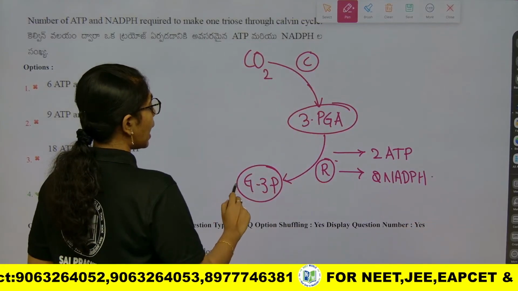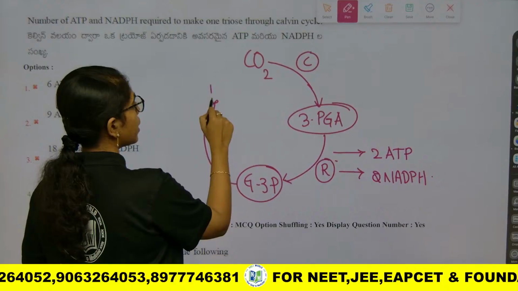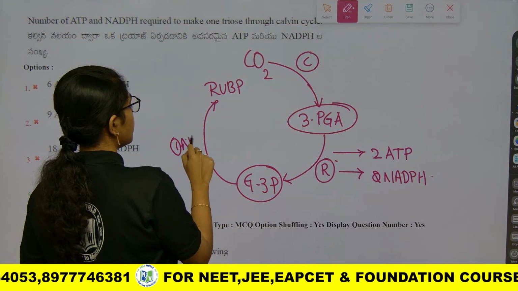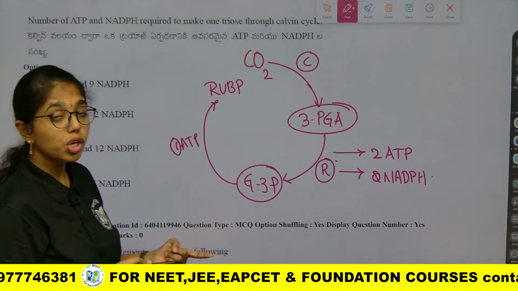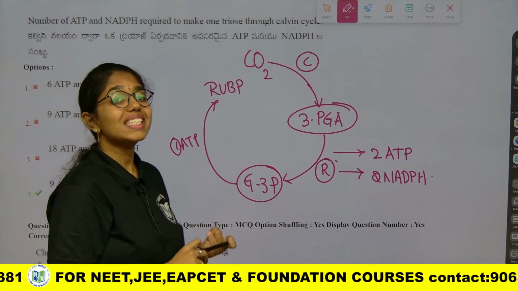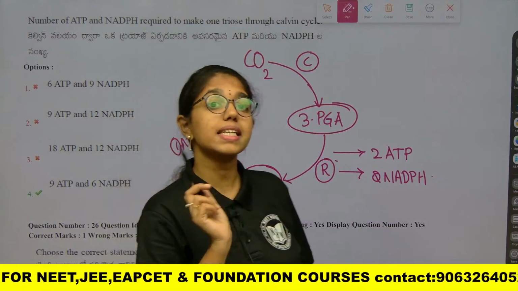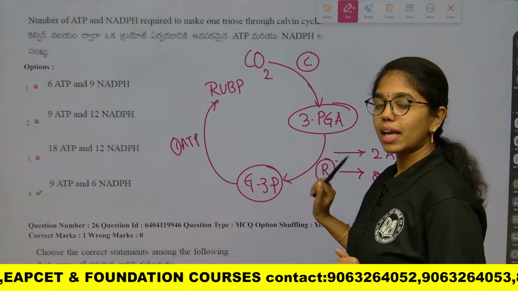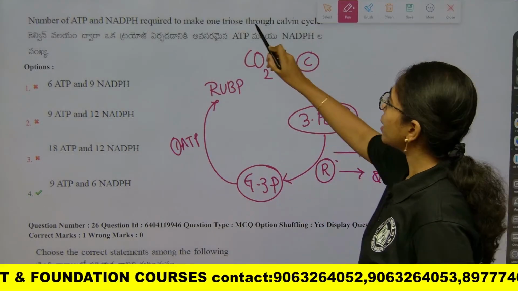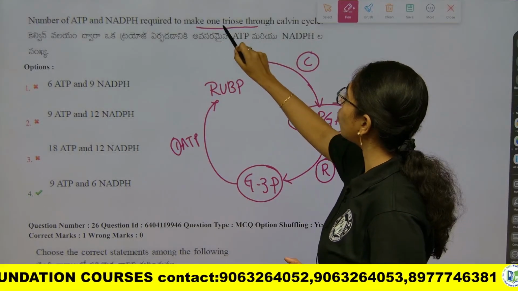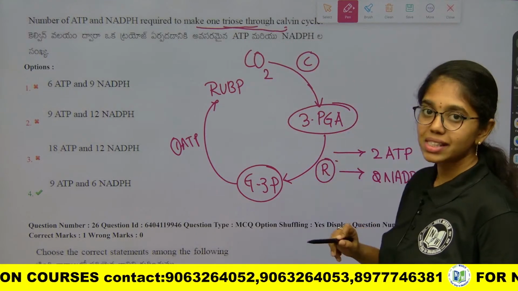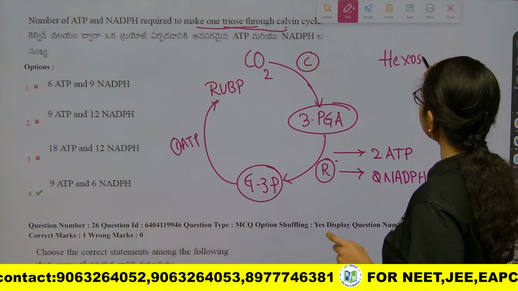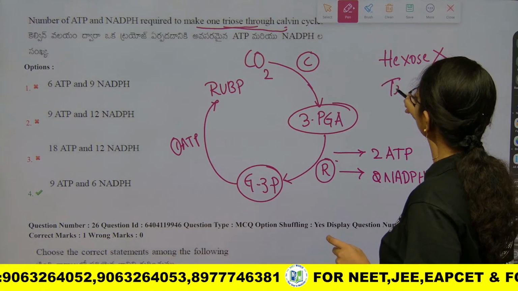And glyceraldehyde 3-phosphate will be regenerated back to RuBP. Here one more ATP is utilized. As such, for one glucose molecule 6 Calvin cycles take place, 6 carbon dioxides are fixed, and we need to calculate the energy for 6 cycles. But here he is asking to make one triose through the Calvin cycle. He is not asking about hexose, he is asking about triose.